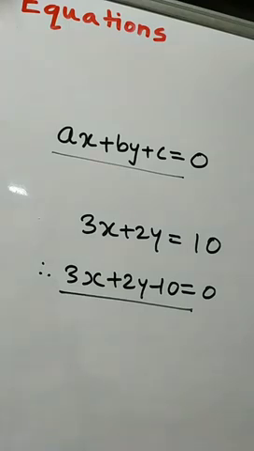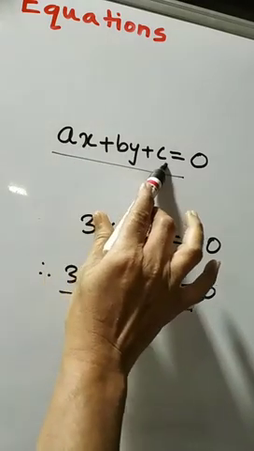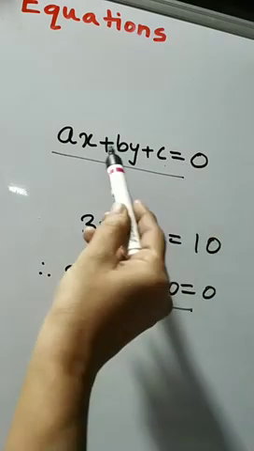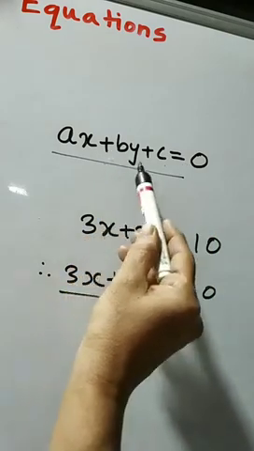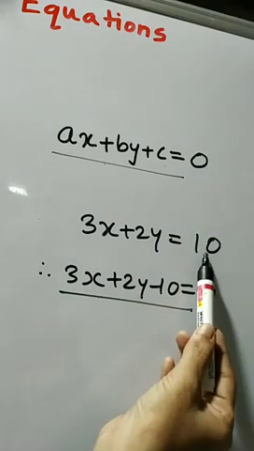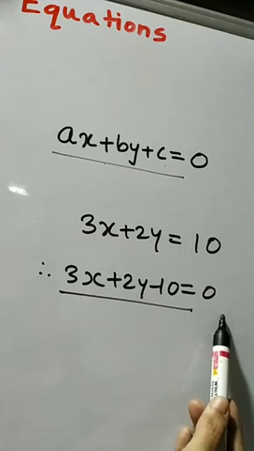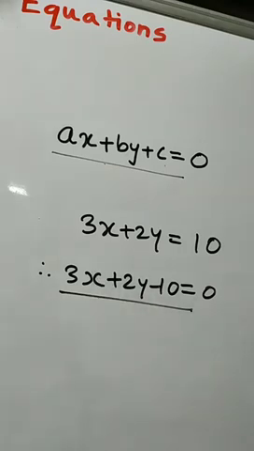So you should know that it has these three terms. Now if they're all brought on one side of the equal to sign, then the other side will have only 0. So just like I brought 10 here, what remains on the other side is 0. So this is what a linear equation is about. And now let's see a question.